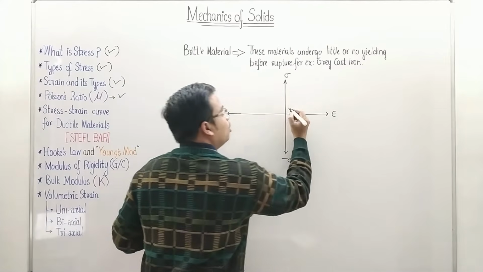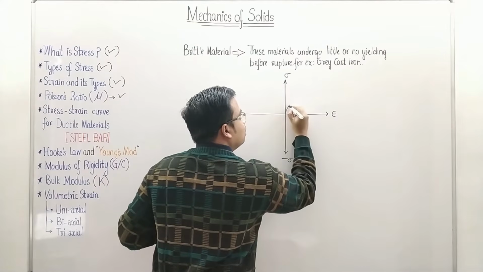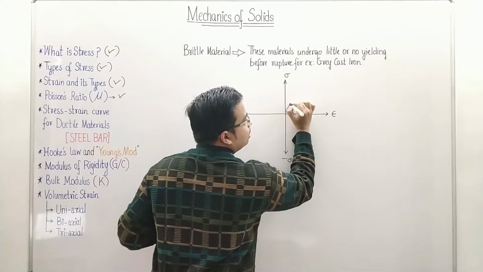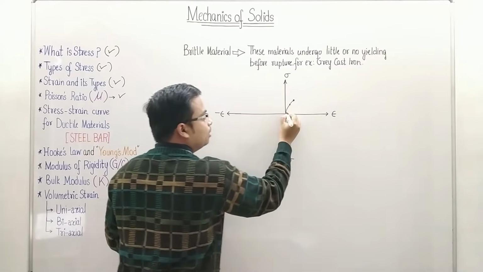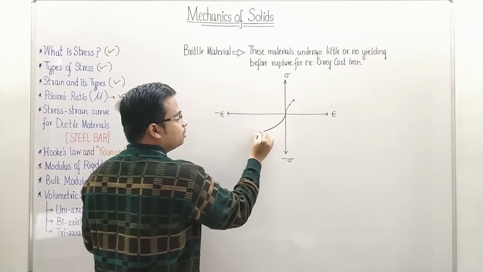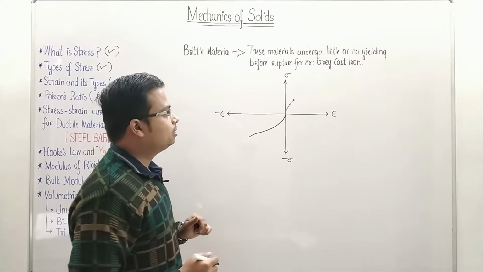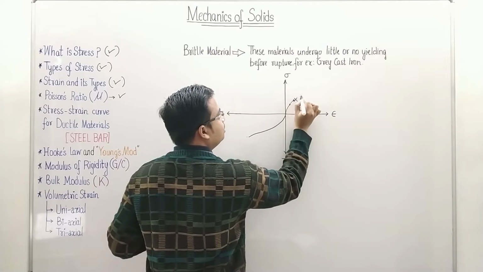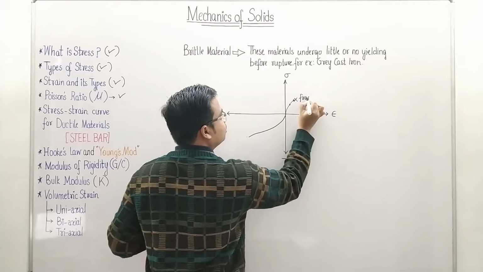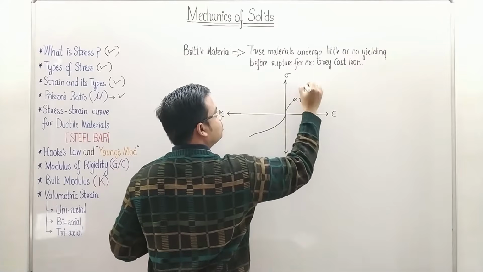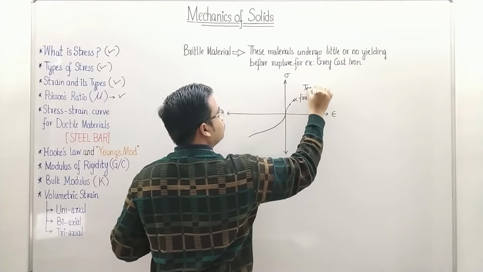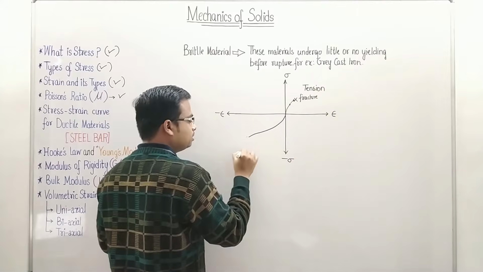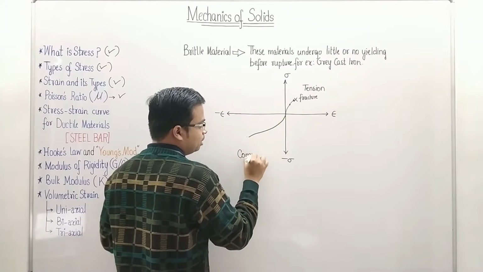Now if you try to make a plot, there is going to be a region over here and here, and in the compression test, you can clearly see that the material fails at this point. That means there is fracture, and this region is for the tension test and this region is for the compression test.